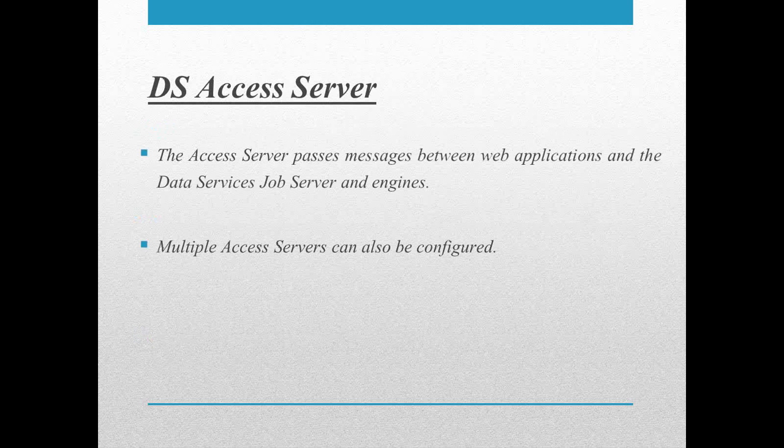Then we have access servers. Again, we may not be using this particular component of BODS very often. It passes messages between web applications. So for example, if you have a consistent database where A and B values are saved, right? And the C value, you are just taking it from A plus B equals C. Now if A and B values are static values, they are not changing at all and they are saved in a particular database, then we are using job servers.